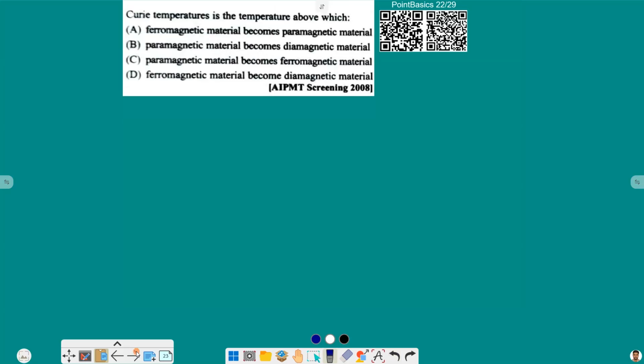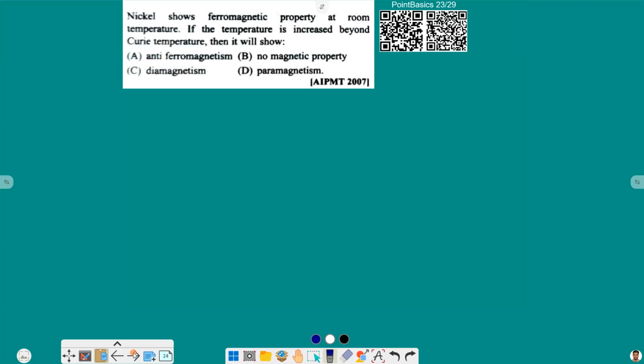Curie temperature is the temperature above which ferromagnetic materials become paramagnetic material, and further para becomes diamagnetic material. So next one, nickel shows ferromagnetic property at room temperature. If the temperature increases beyond Curie, it will show paramagnetism.